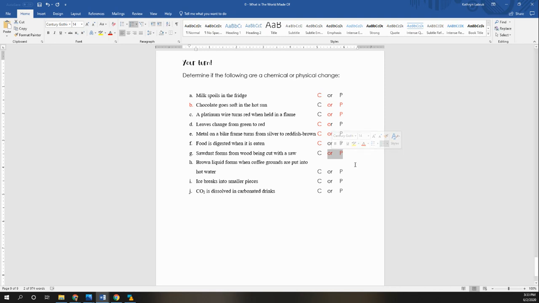Brown liquid forms when coffee grounds are put into hot water. Okay, so this is dissolving into water. Physical change. Ice breaks into smaller pieces. Also physical change. And carbon dioxide is dissolved in carbonated drinks. Okay, and here we have a chemical change. Right on. Nice job. Super excited. Way to go.